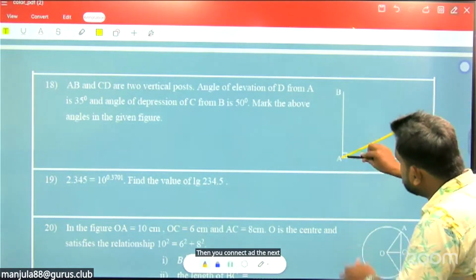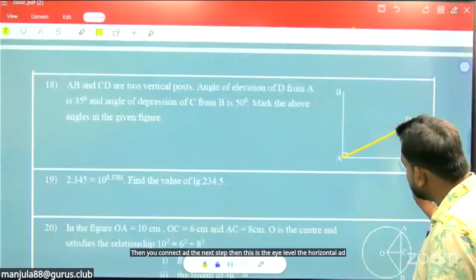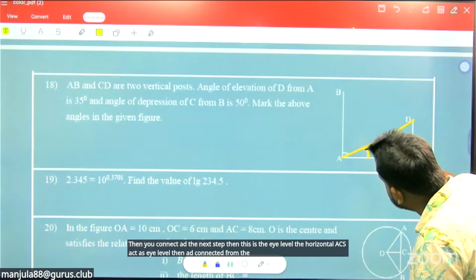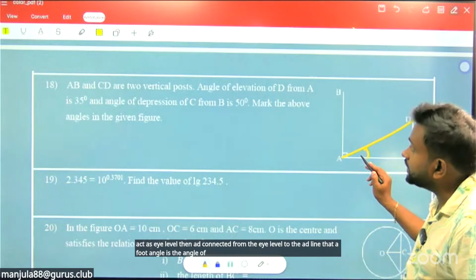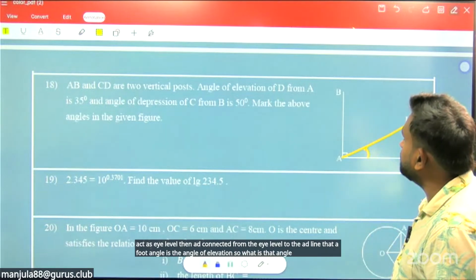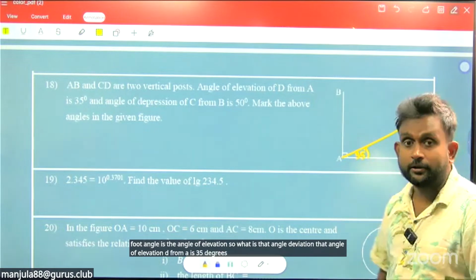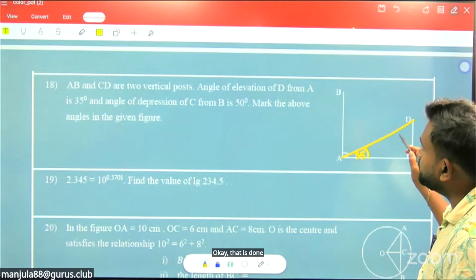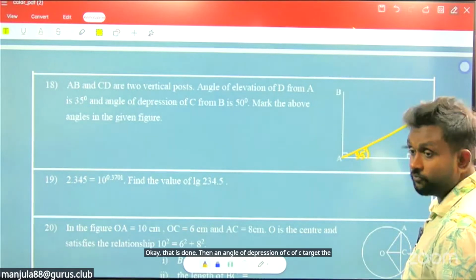Then this is the eye level, the horizontal AC acts as the eye level, then AD connected from the eye level to the AD line. That upward angle is the angle of elevation. So what is that angle? They mentioned that the angle of elevation of D from A is 35 degrees. So that is 35. Okay, that is done. Then the angle of depression of C from B.